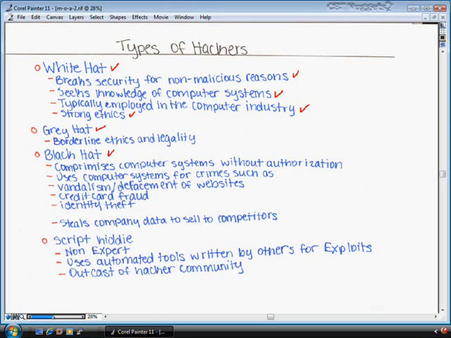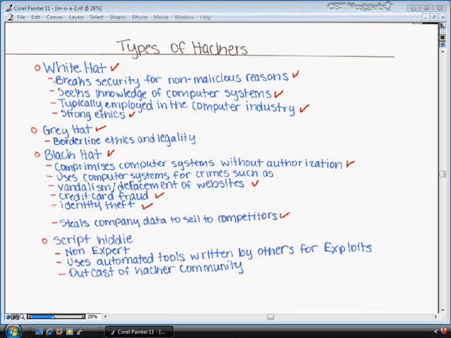These are the guys who are going to compromise computer systems without authorization, and they're going to use computer systems to commit crimes such as vandalism, defacement of websites, credit card fraud, identity theft, and they want to steal our company data to sell to competitors.